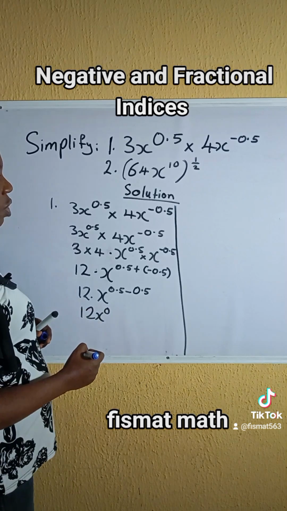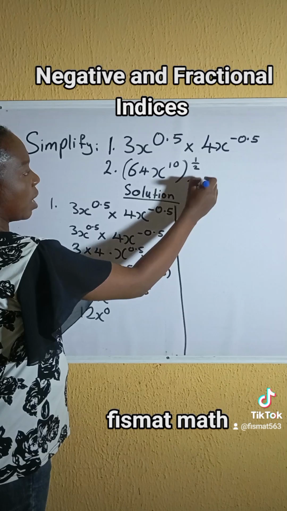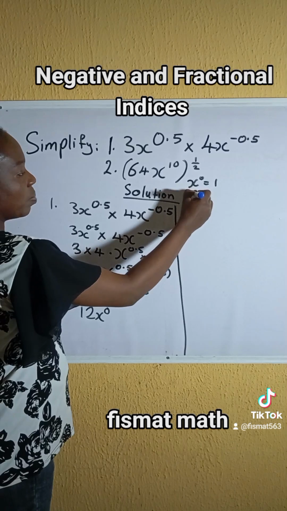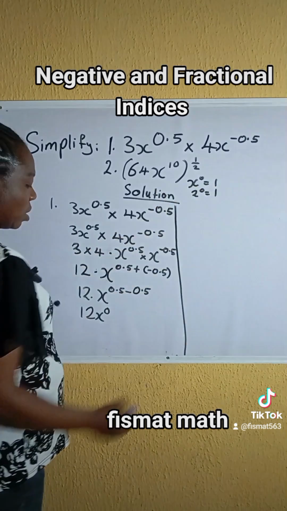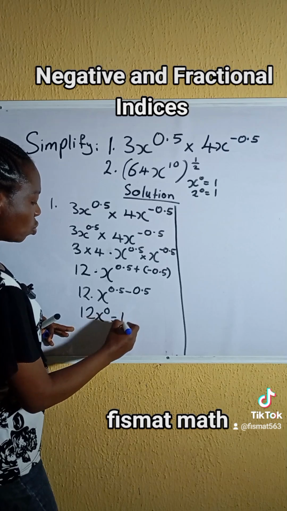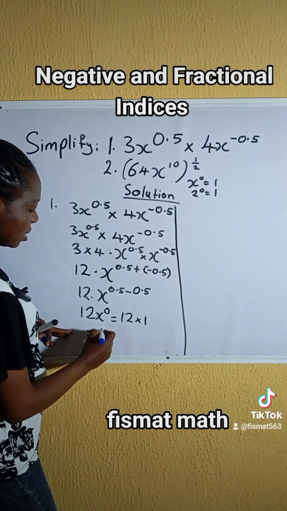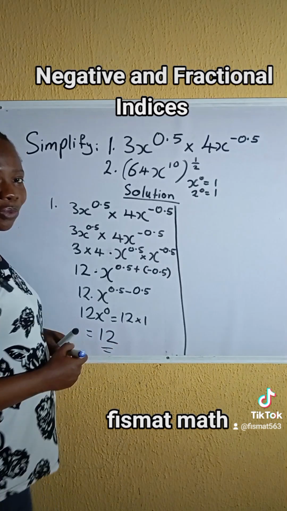Now recall that x to the power of 0 is equal to what? 1. Any number to the power of 0 gives you 1. So here we are going to have 12 times 1, and our final answer will be 12. That's for number 1.